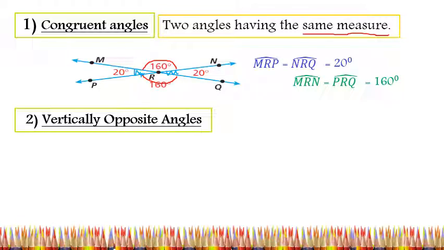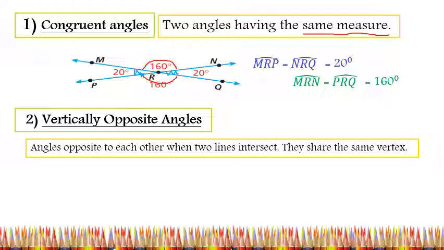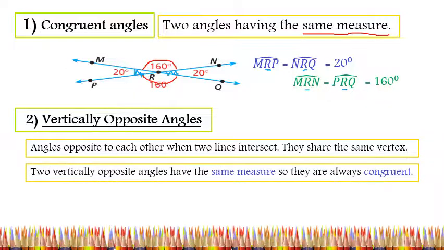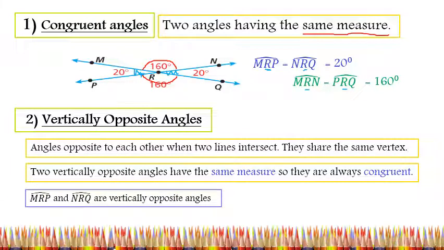As we said, the angles that form an X shape are the angles opposite to each other when two lines intersect. Definitely, they should have the same vertex. If they do not have the same vertex, then they are not vertically opposite angles. Two vertically opposite angles have the same measure, so they are always congruent.